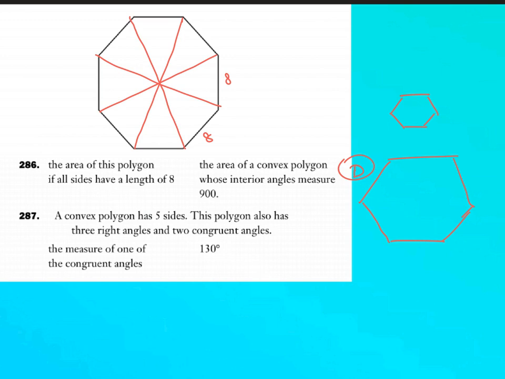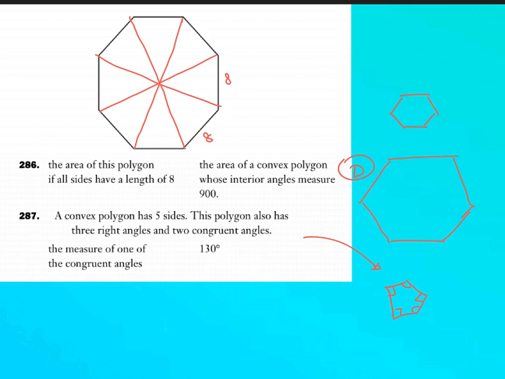Now, 287 says a convex polygon has 5 sides. This polygon has 3 right angles and 2 congruent angles. Now, there are 3 right angles and 2 congruent angles, which could mean, let's say, something of this sort. This is 90, this is 90, this is 90, and these are the 2 congruent angles. There are 5 sides. Okay. Now the measure of one congruent angle is compared to 130. This is for this one.